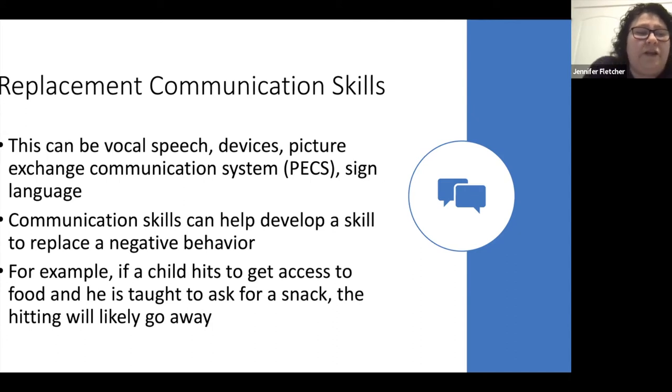So when you think about communication skills, they can really help develop a skill that replaces that negative behavior, especially if they're trying to gain access to some type of tangible.